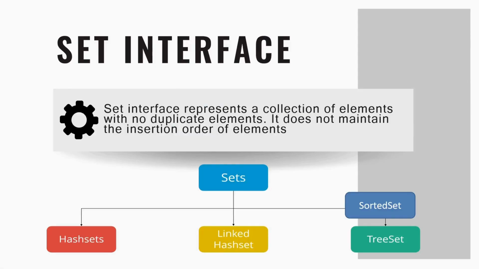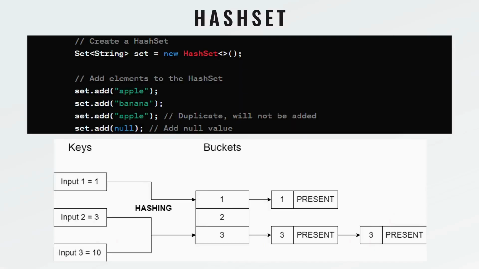The set interface represents a collection of elements with no duplicate elements. It does not maintain the insertion order of elements. A HashSet is an implementation of the set interface, which uses a hash table internally, which is a data structure that stores elements in an array, where each element is indexed by a hash code derived from the element's key.